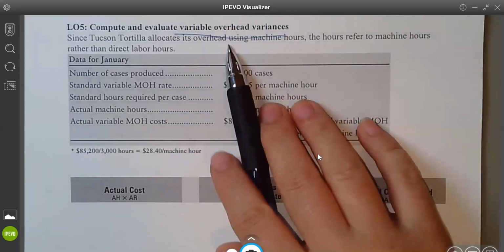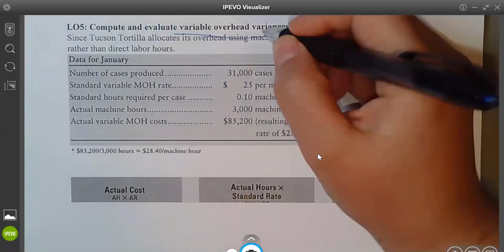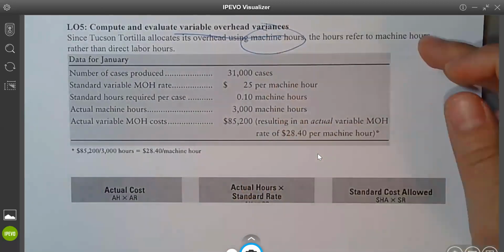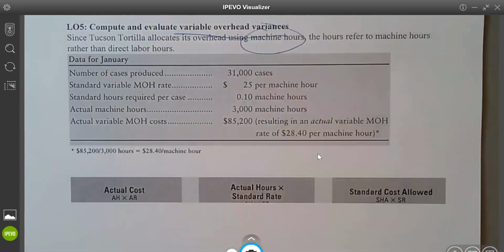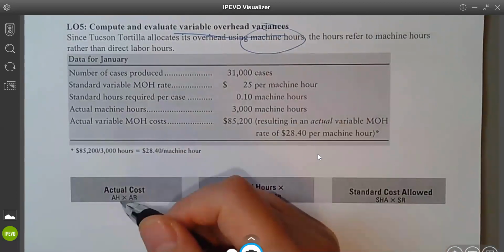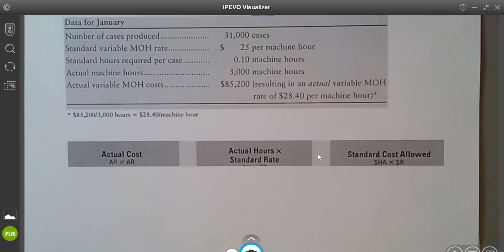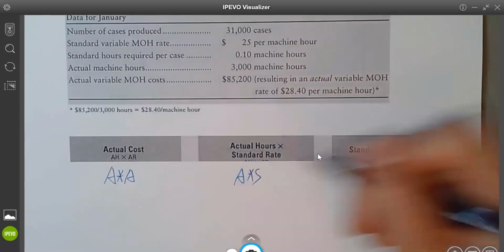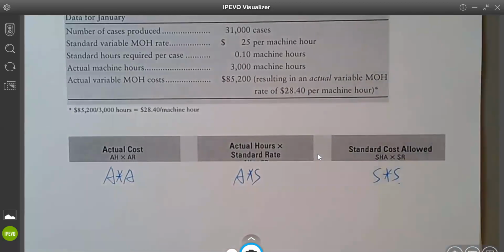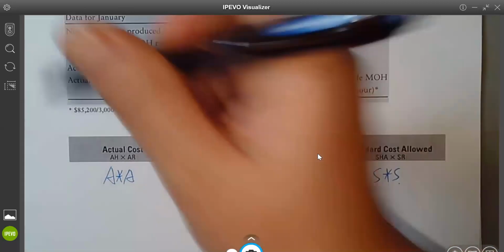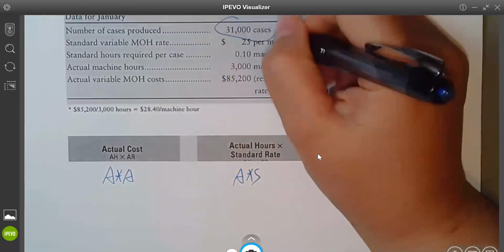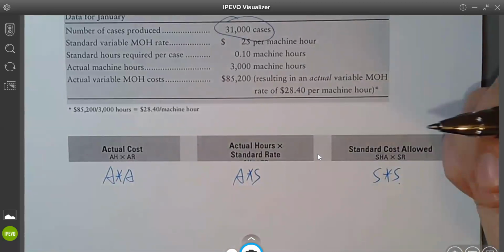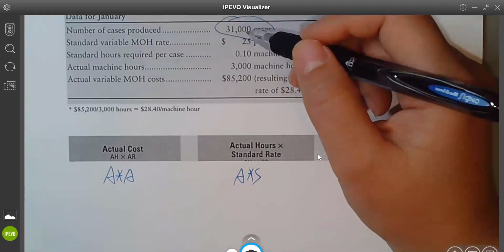You allocate your manufacturing overhead based on machine hour, and then you also have all the data there. Remember, for the formula, I would always put the A and the AS, and then also S and the S, right? AS and the S and the S. So read this, this is your data. So you produced 31,000 cases. We already knew that. And the standard variable manufacturing overhead rate is $25.